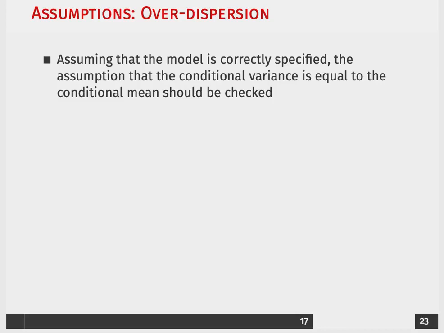At this point, you should probably be questioning this assumption that the conditional variance is going to be equal to the conditional mean for all values of increasing x, right? And although it does look, just by eyeballing it from a bivariate scatter plot, that this assumption might hold, we actually do have a way that we can more formally check to see if there's any over-dispersion. And by over-dispersion, I mean that the conditional variance is not equal to the conditional mean.